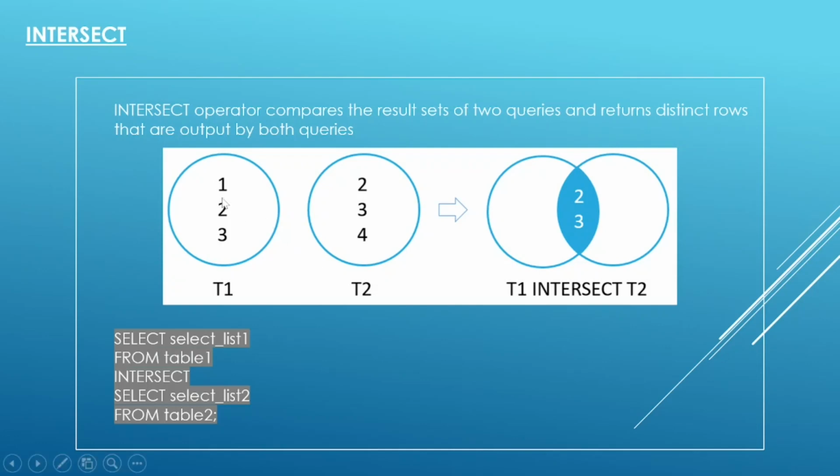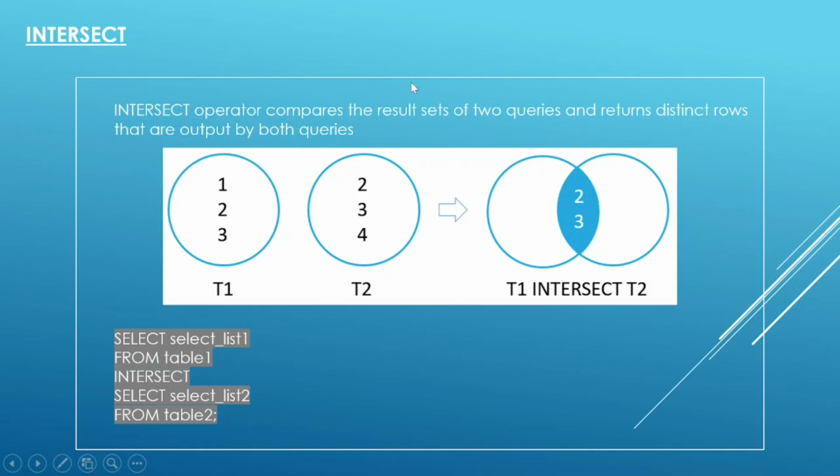In the Venn diagram you can see 1, 2, 3 and 2, 3, 4 in table 1 and table 2 respectively. The only common rows are 2 and 3. Also, the output when we use intersect would be just 2 and 3, and it will not be repeated. So the syntax looks like: select list 1 from table 1, intersect, select list 2 from table 2.